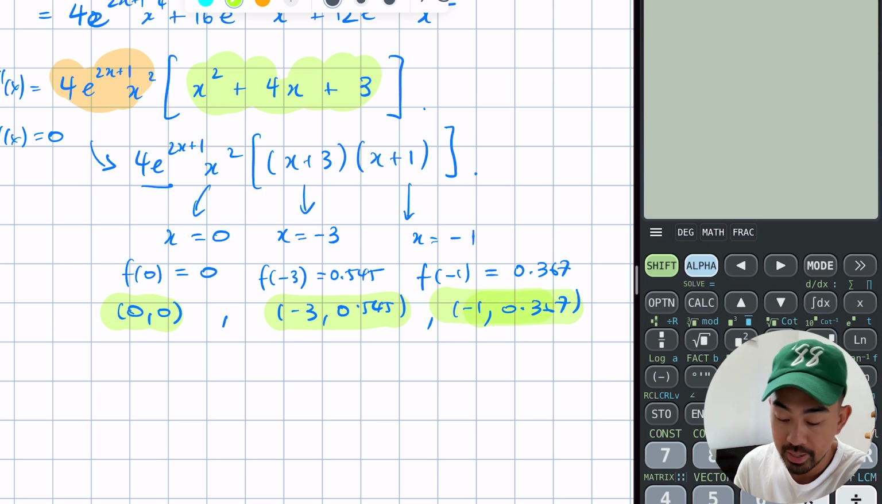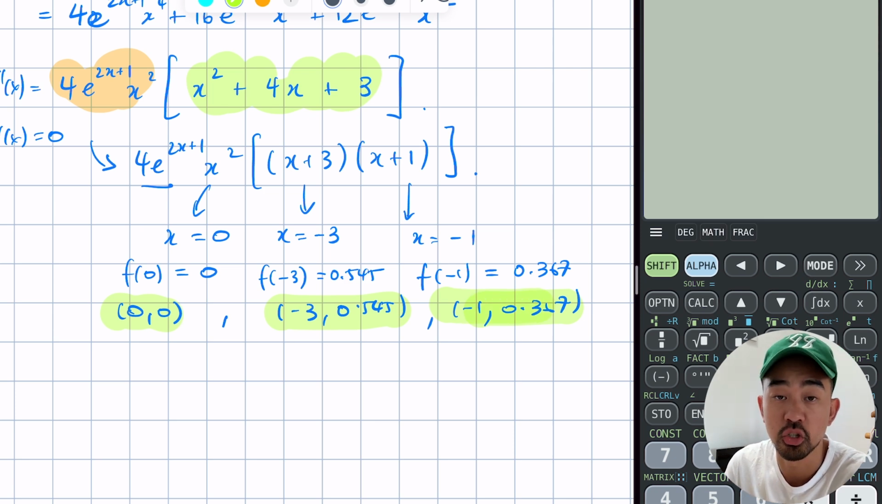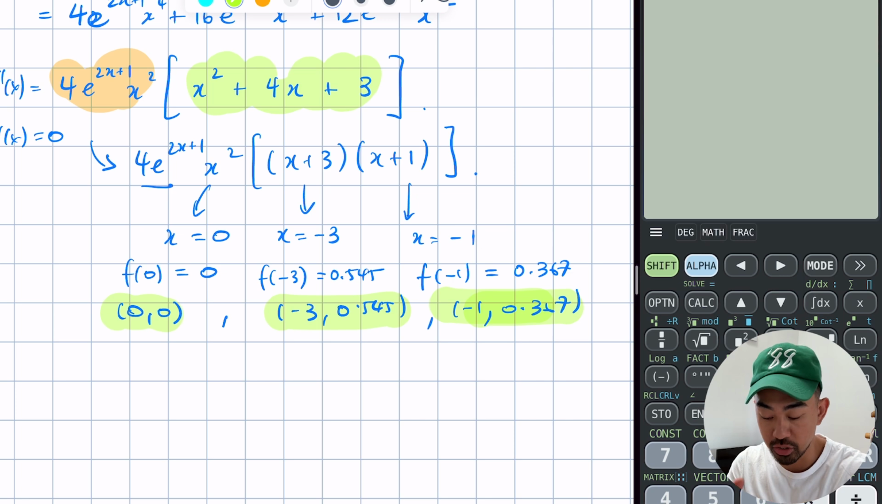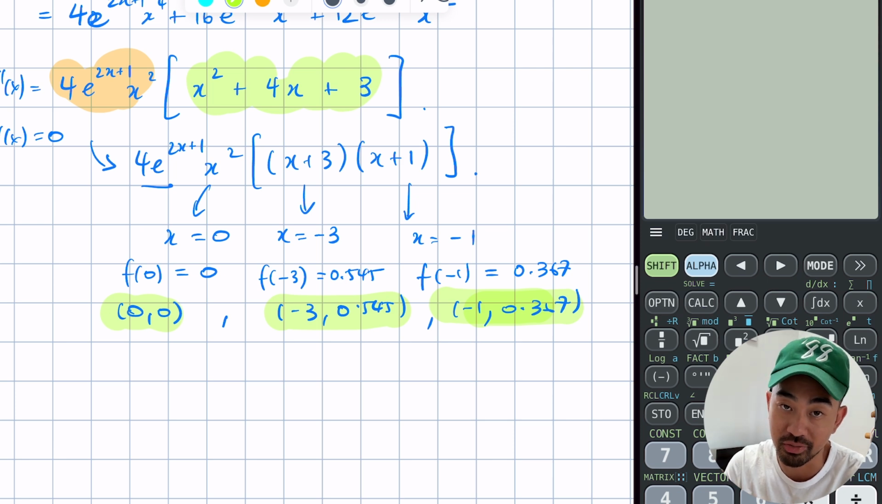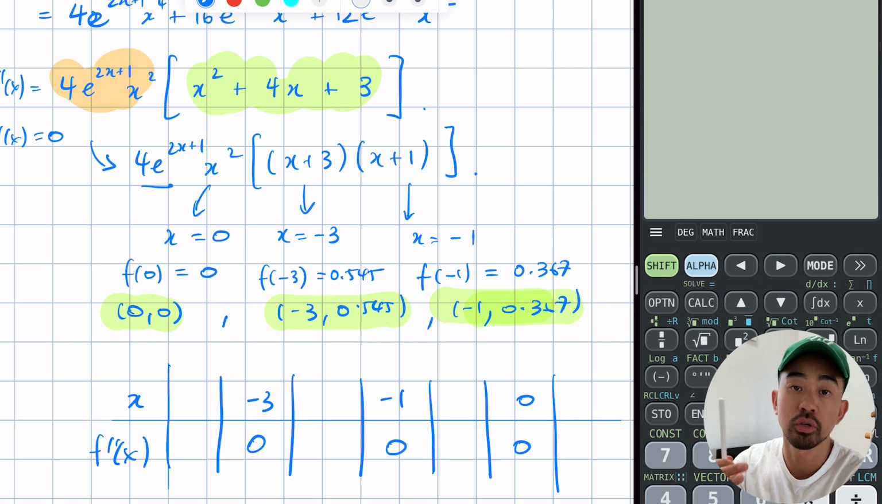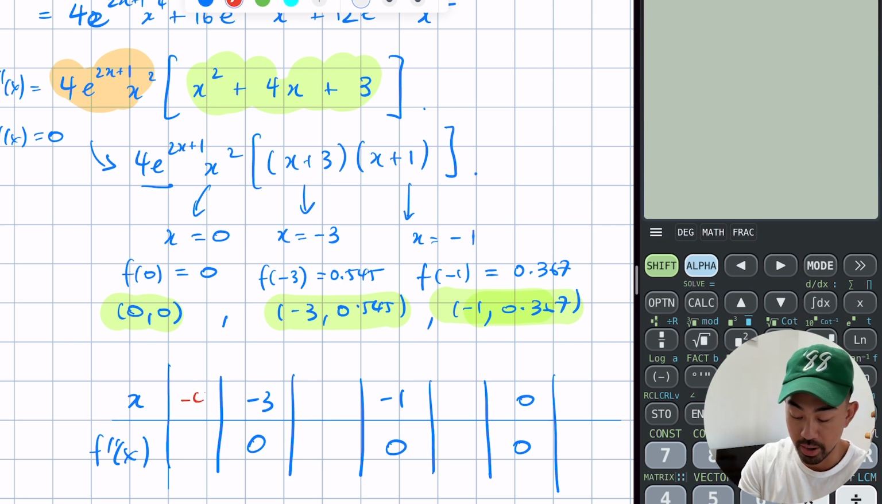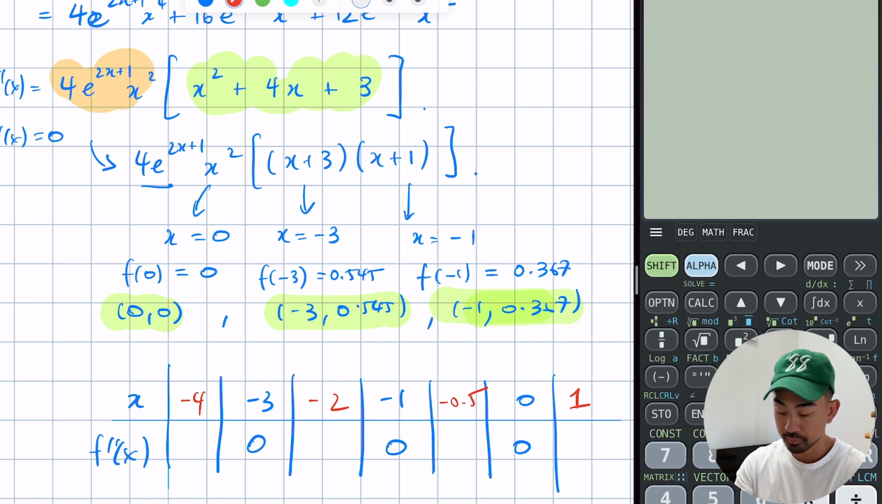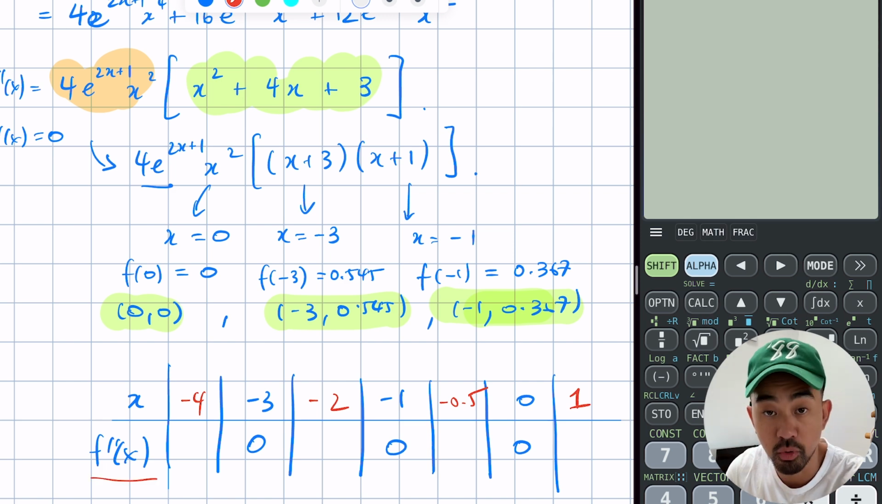Now I need to, once again, determine their nature to find out if the concavity changes. So I need to prove that it's a point of inflection. So I whip up a table similar to the one before, but instead of f dash x, I do f double dash x at the bottom. You just want to choose numbers on either side of your points of inflection. So just choose the next obvious ones. So say minus 4, minus 2, minus 0.5 and then 1. And then for this bottom row, you just want to put these numbers into f double dash x.